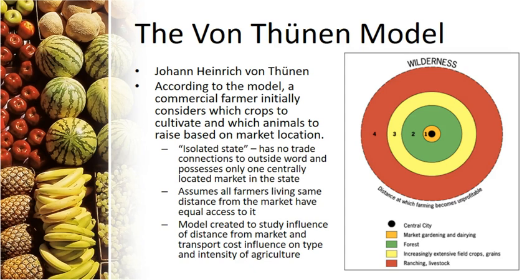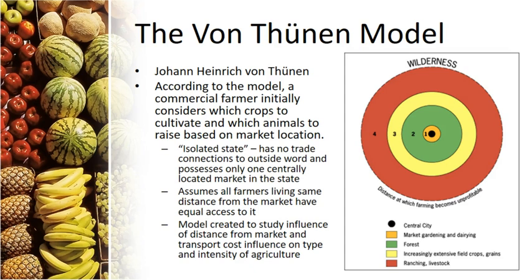And so basically it's a theoretical system. It's based on the idea that you have an isolated state that has no trade connections. It assumes that all farmers living the same distance from the market are going to have equal access to it, which is not necessarily true. I mean, that depends a lot on road systems and geography. And basically, it was a model created to study the influence of distance from a market to the transport cost influence on the type and intensity of agriculture.